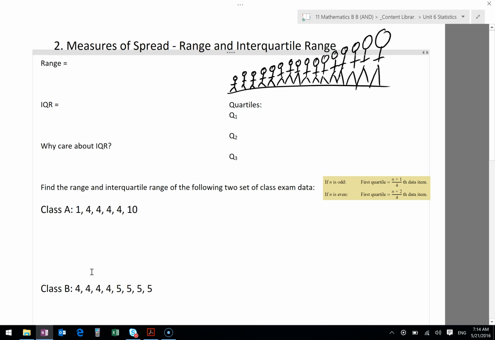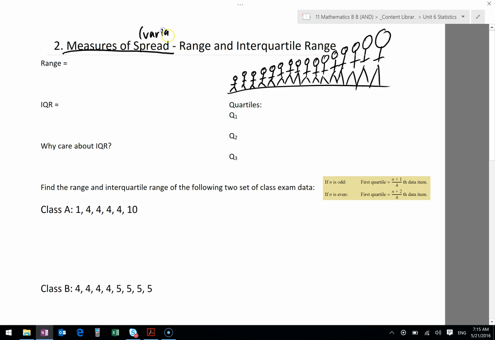This lesson is about measures of spread. Previously, we've looked at measures of central tendency, which were what is a typical value of the data set. So if we look at all our heights in the room, on average, how tall are we? Give me one number that represents the group. Okay, measures of spread is more about how much variation there is in the data.